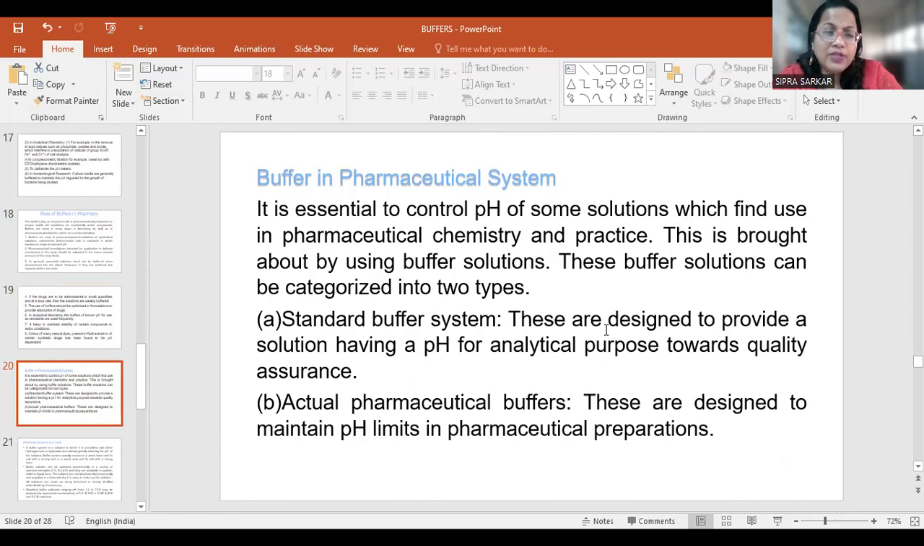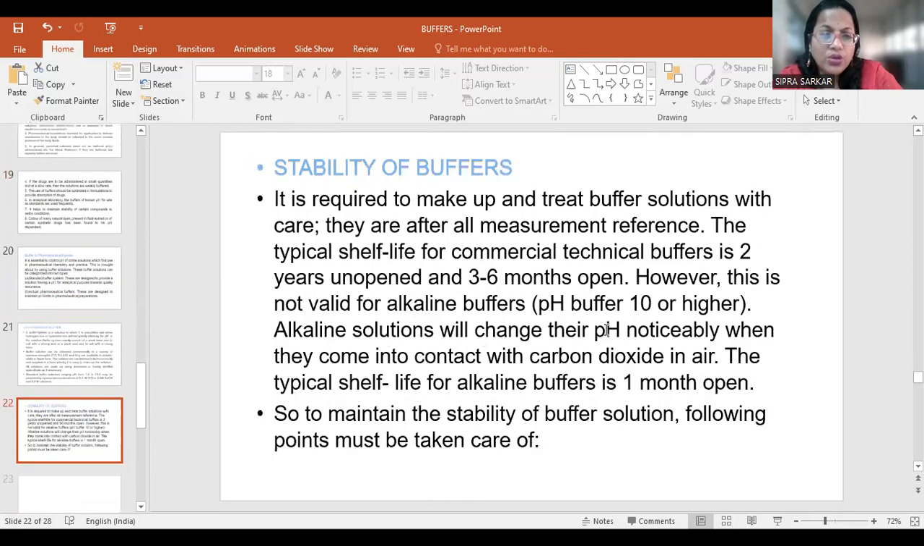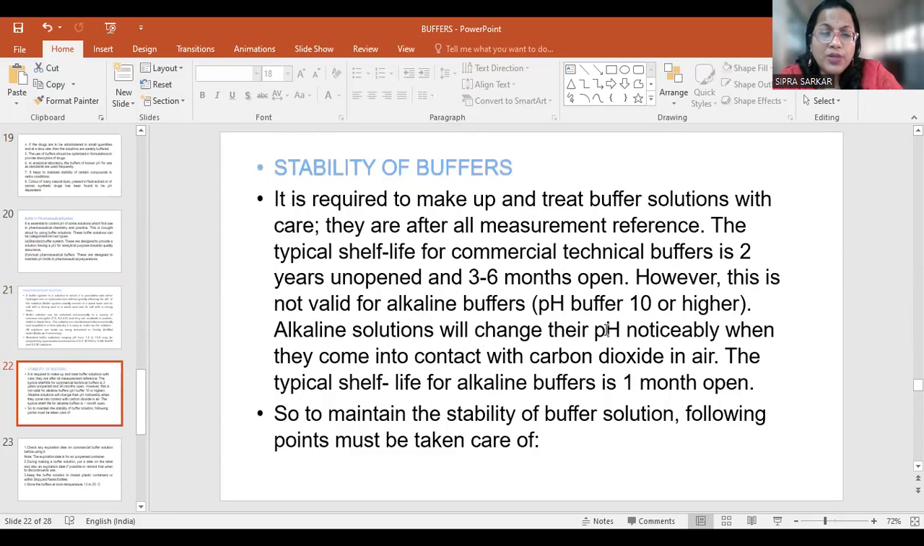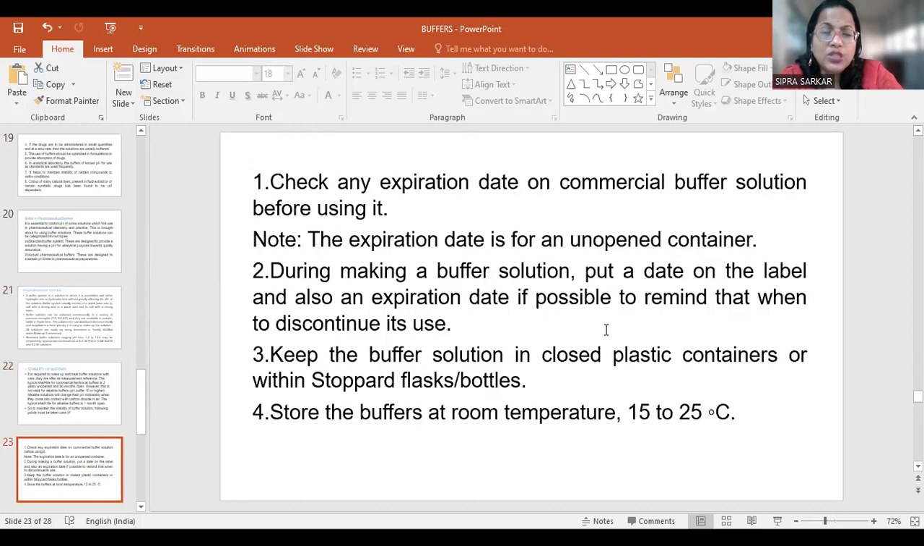Standard buffer systems are designed to provide a solution having a specific pH. There are also pharmaceutical buffers, designed for maintaining pH limits in pharmaceutical preparations. The preparation of a buffer depends upon the IP methods, and stability is also required because many compounds are unstable with moisture and environmental effects, so they have to be handled with precaution. Whenever they are opened, they should be labeled with their expiry so that people will understand whether the compound is degraded or not.